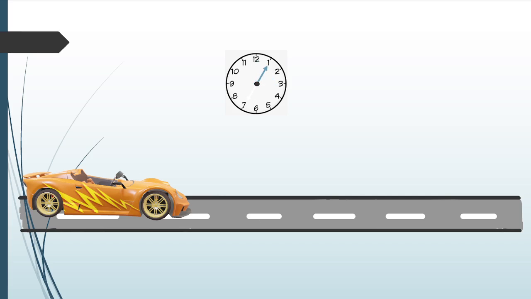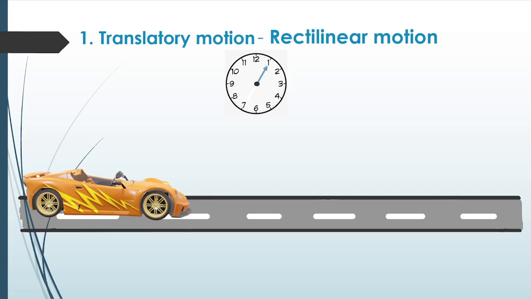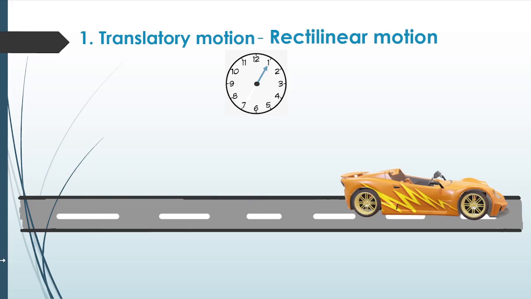Now let's take a look at the different types of motion. Now look at this car. It seems to be at rest now, but when it starts, it moves in a straight line, and all the parts of the car, from the front wheel to the back wheel, cover the same distance in the same amount of time. That is, all the parts of the object move together in a straight line. So this type of motion is called translatory motion.